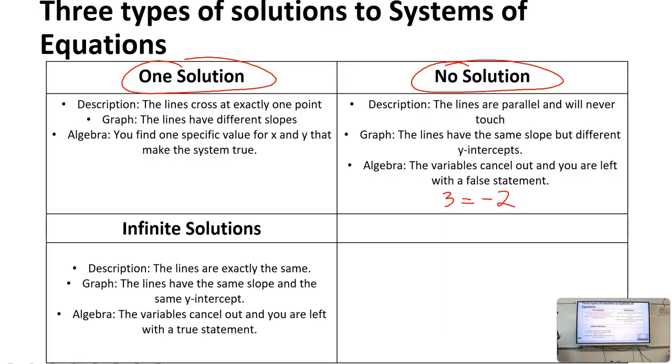If we want to get an answer for infinite solutions, that's when the lines are exactly the same thing. The lines have the same slope, they have the same y-intercept, and then if we're trying to solve it algebraically, everything will cancel out and you'll be left with a true statement. So for example, at the very end, you're going to get something like 3 equals 3, which is true. If you ever get something like that in algebra where everything cancels out, but you're left with something that's true, that means there's an infinite amount of solutions that you could choose from to be the solution for that system of equations.